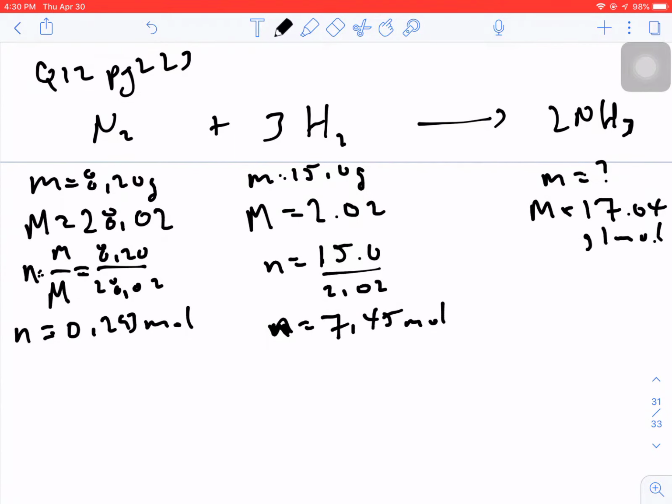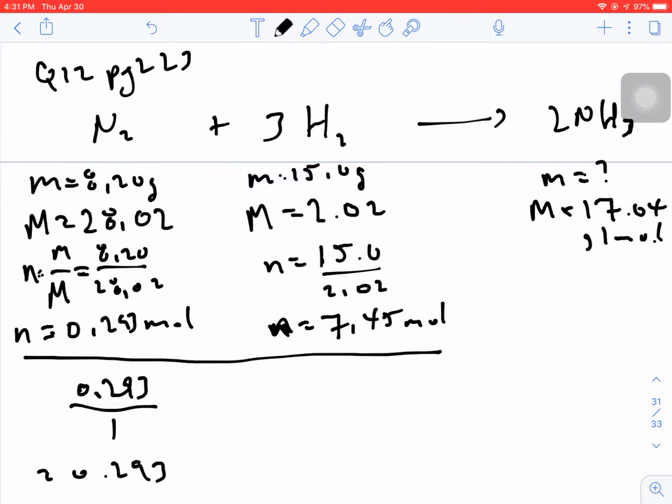Now I need to figure out which one did I put too much of. Because the one that's the lower amount is the one that's going to run out first. When it runs out, I can't make any more product. So I need to know which one is going to be the limiting and which one is the one that's in excess. To calculate that, I need to take the number of moles, 0.293, and divide it by the number in the balanced equation here, which is 1. And I need to do the same thing here.